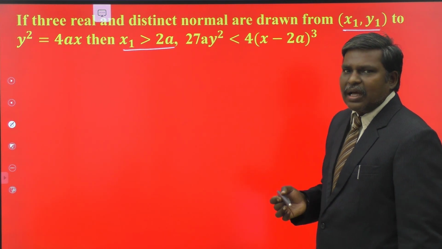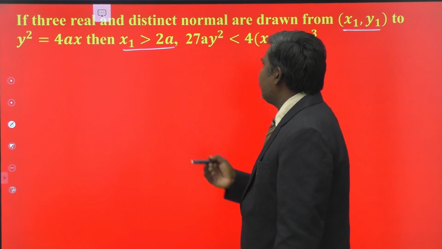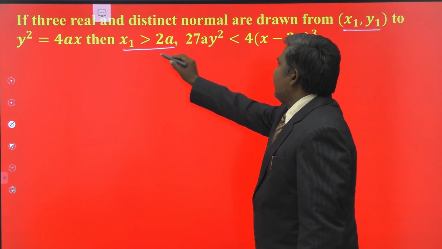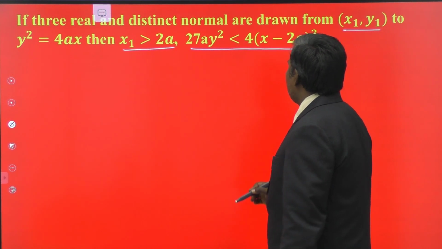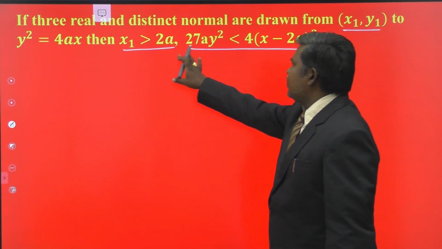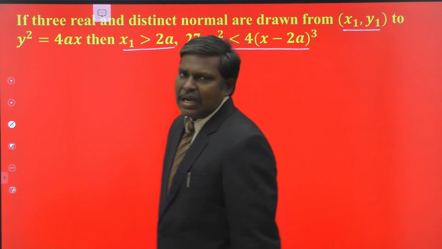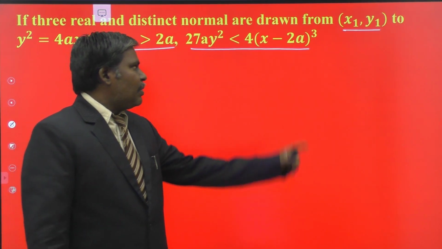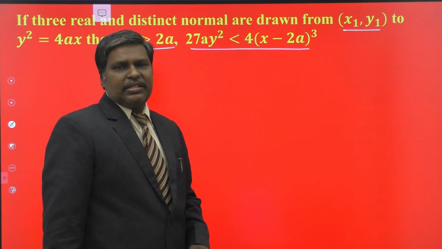If you want to draw three real and distinct normals from that point to this parabola, one condition is x1 greater than 2a, and the other condition is 27ay² is less than 4(x − 2a)³. If you satisfy these two conditions, then only you can draw three real and distinct normals from that point (x1, y1) to your parabola y² = 4ax.